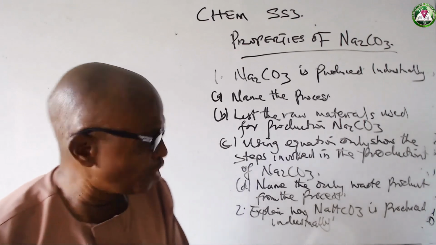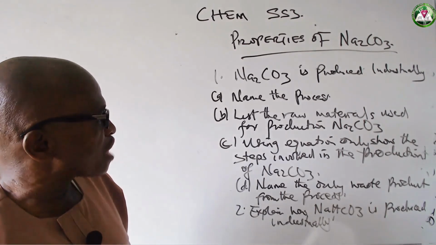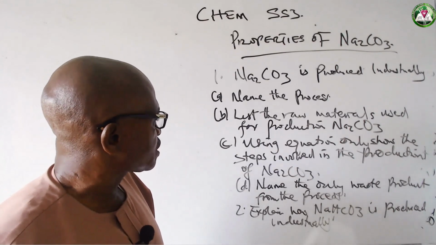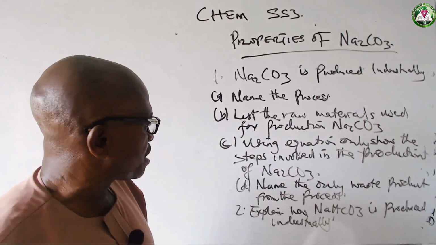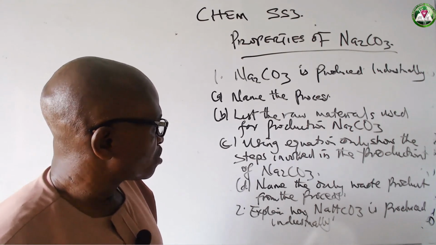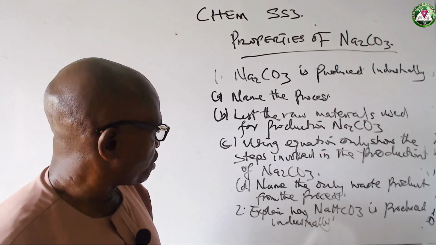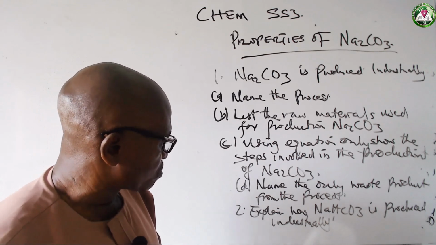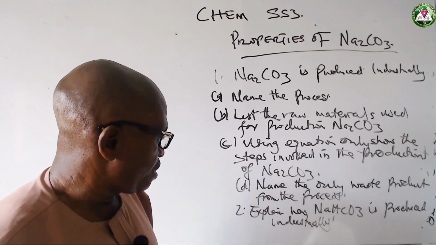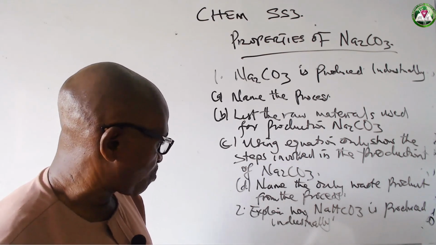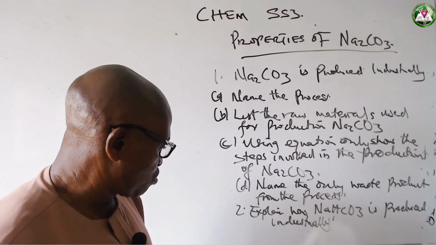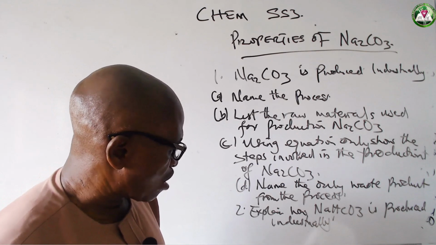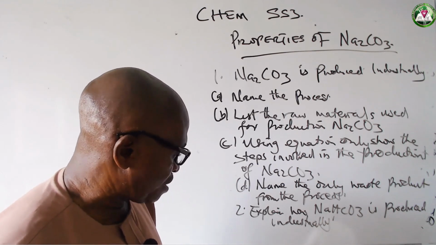Let me go through the question again. 1. Sodium trioxocarbonate IV is produced industrially. A. Name the process. B. List the raw materials used for the production of sodium trioxocarbonate IV. C. Using equation only, show the steps involved in the production of sodium trioxocarbonate IV. D. Name the only waste product from the process. Number 2, explain how sodium hydrogen trioxocarbonate IV is produced industrially.